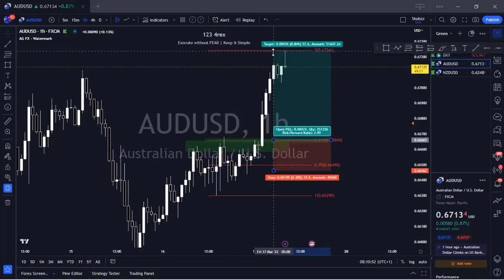Do you understand? So this is what I'm looking at on AUD, as simple as that. Waiting for price to retrace, tap inside, boom. Let's take it to the moon. So that's what I'm looking for on this pair.